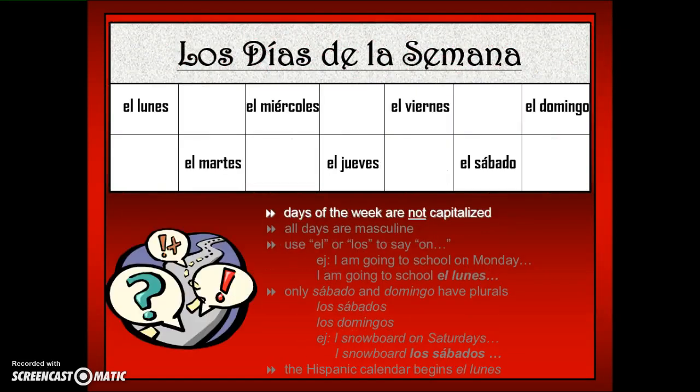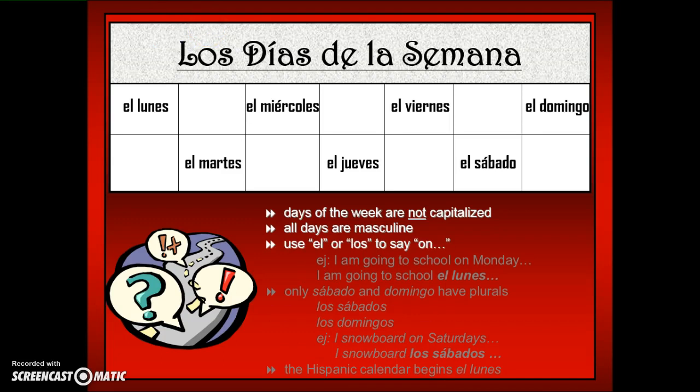Okay, so something you should know about the días de la semana. First off, the days of the week are not capitalized. Okay, so I know you're used to doing that in English, but in Español, you do not capitalize them, okay? Next thing you should know is that all the days are masculine. We haven't quite gone over feminine and masculine words, okay? But all of these are masculine, and you'll learn why that's important later on, okay?